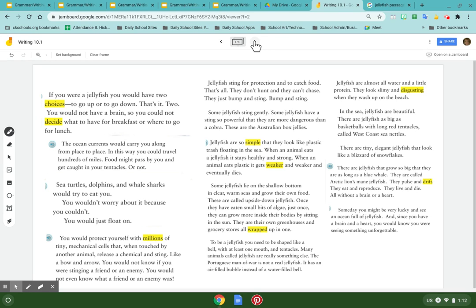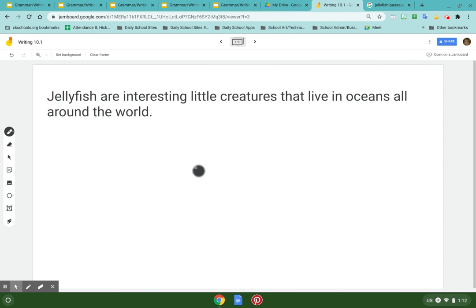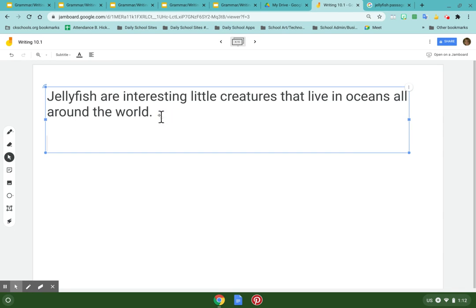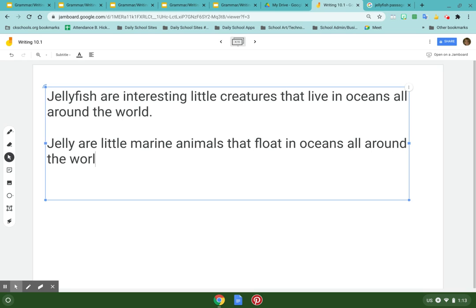All right, so after I read my passage, what I do before I ever start writing is I think, okay, how can I introduce my reader to what I'm talking about? That is a topic sentence. I have written one already. It says, jellyfish are interesting little creatures that live in oceans all around the world. Here is another one that I could type, and this is the most difficult part. I could say jellyfish are little marine animals that float in oceans all around the world. Okay, that's a good one.